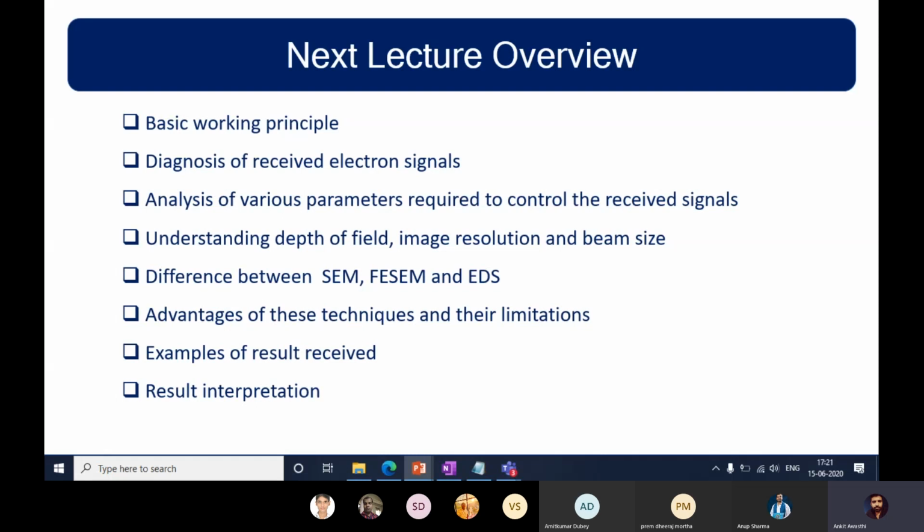And after that I will show some of the results which I obtained using these three techniques, and we will work on how we interpret the results using these techniques.